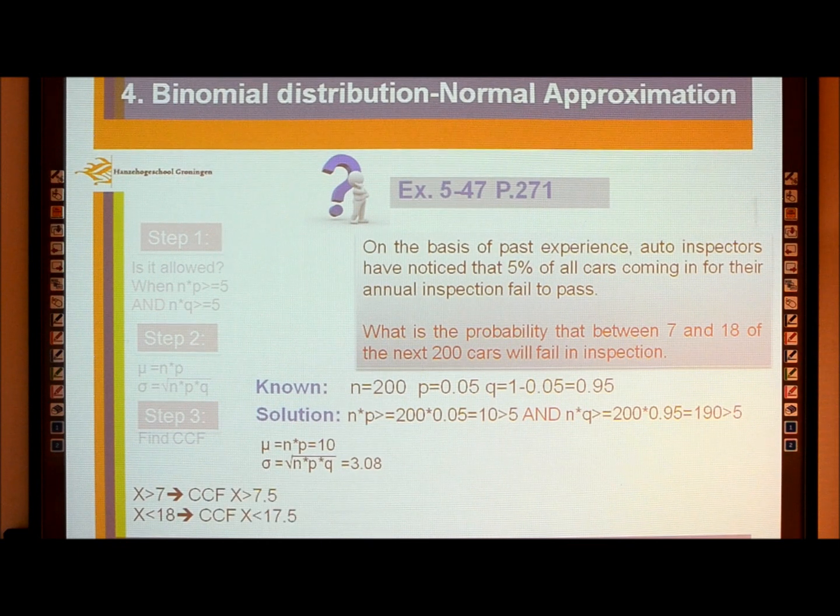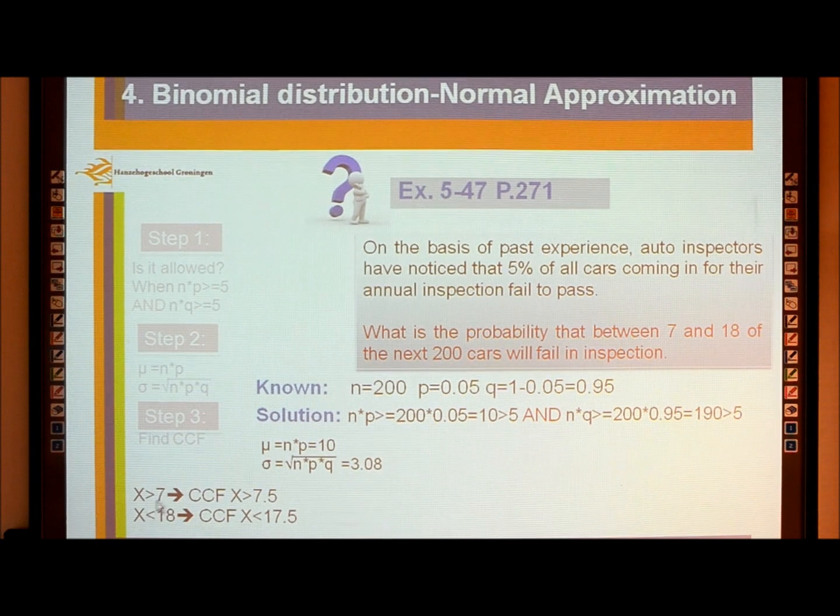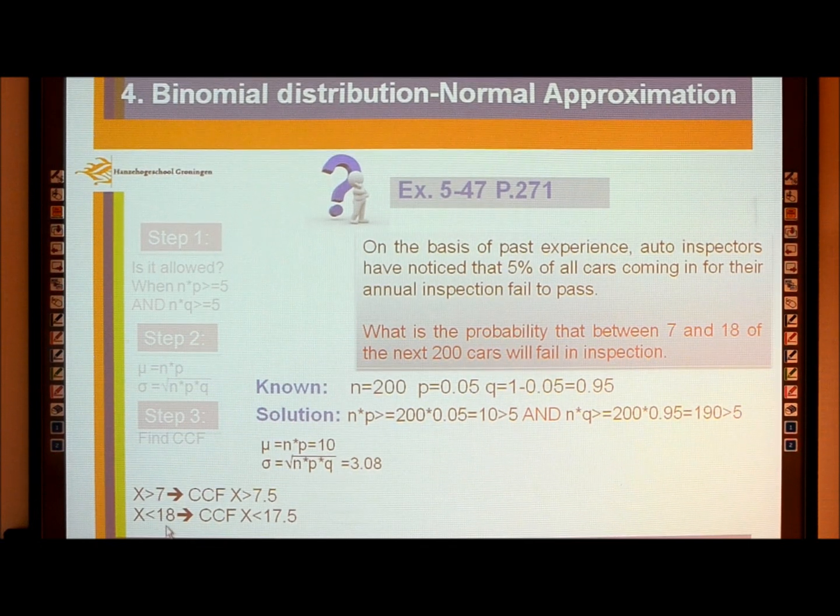And we want to know the probability between 7 and 18. That means larger than 7 and smaller than 18. We need to convert that into the CCF, because 7 and 18 both are not included. So larger than 7 means you need larger than 7.5. Smaller than 18 means you need to choose 17.5 so that 18 will not be chosen. And then you draw the bell-shaped curve.